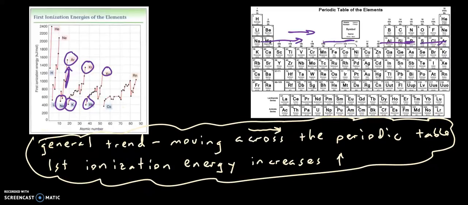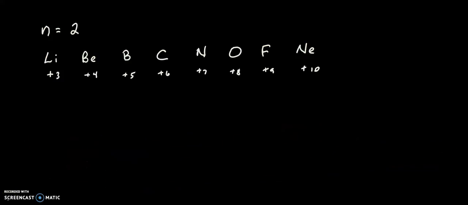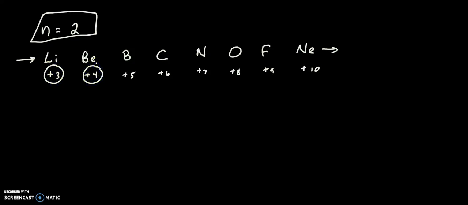In the second period on the periodic table, all the elements have their outermost electrons at energy level 2, n equals 2. So as we move across from lithium all the way over to neon, one thing we can see is the number of protons in the nucleus keeps increasing. Lithium has +3, beryllium +4, and as we work our way over to neon, as we complete our n equals 2 energy level, we get to a +10 in the nucleus.